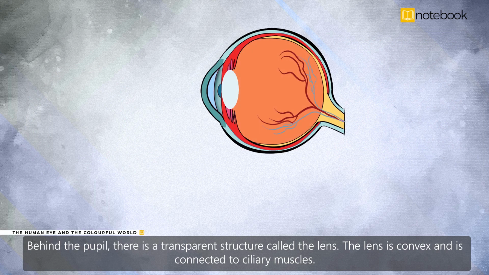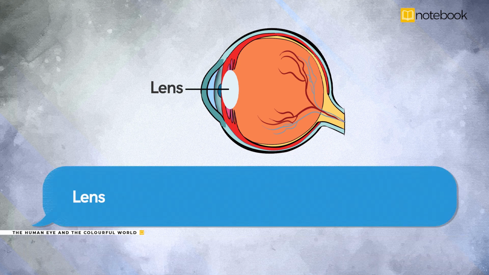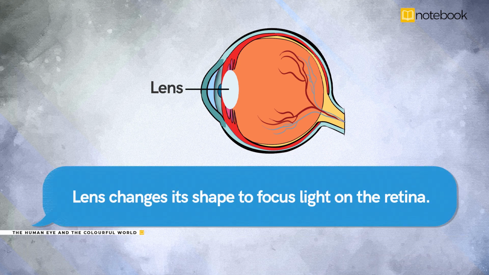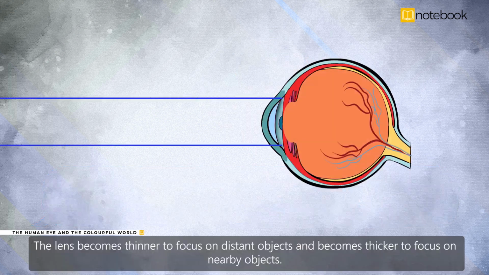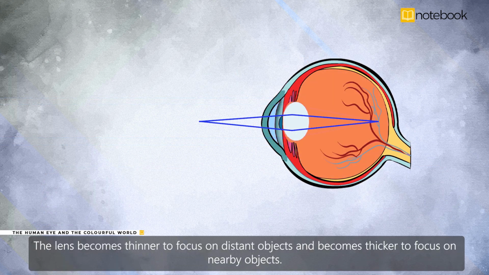Behind the pupil, there is a transparent structure called the lens. The lens is convex and is connected to ciliary muscles with the help of which it changes its shape to focus light on the retina. The lens becomes thinner to focus on distant objects and becomes thicker to focus on nearby objects.